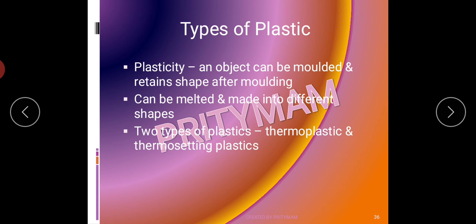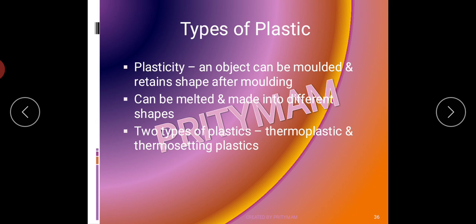Now about the different types of plastics. Students, plasticity. Plasticity is the property by which an object can be molded, it can be given shape and retain shape after molding. So plastics can be molded into shape when soft. The objects will remain in their new shape unless any force changes it. And plastics can be melted and made into different shapes also. We can melt it and we can make it into different shapes.